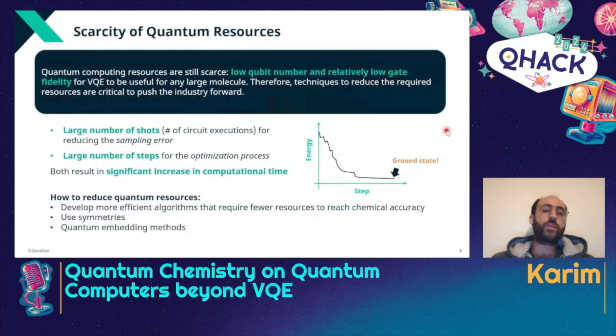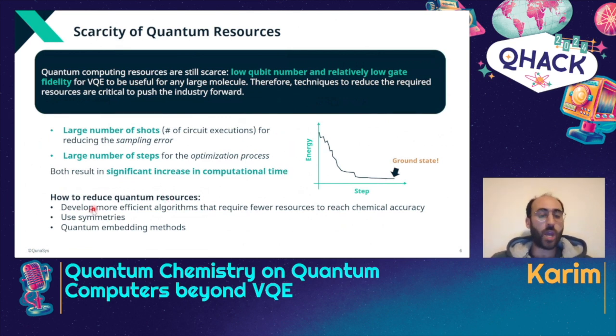However, the issue with VQE is that it requires a lot of resources in terms of number of qubits to deal with the noisy circuits that we have. The problem is that with the current hardware, quantum computing resources are very scarce, meaning that we have a low number of qubits and the gate fidelity is still relatively low to be able to do VQE for large molecules. So one would need to find techniques that reduce the required resources. That means reducing the number of qubits, having shallower circuit depths, while still having high performance so we can tackle more challenging problems.